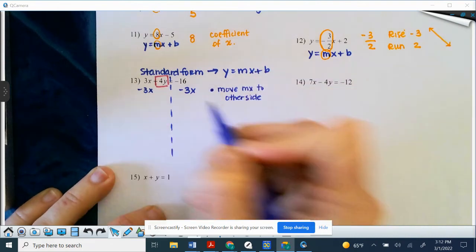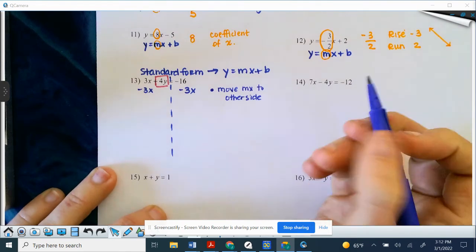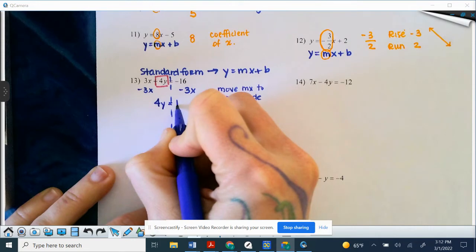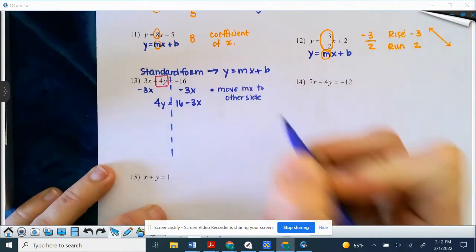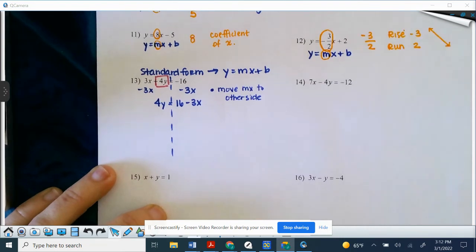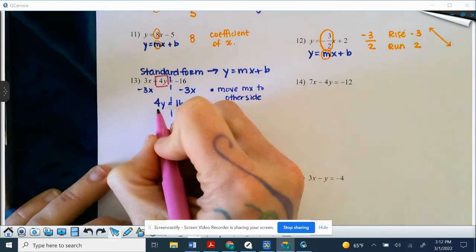Whatever is going to be addition or subtraction for sure. And then I have a positive 4y equals 16 minus 3x. You want to look at this 4. Again, it's attached to y by multiplication, so we're going to take the inverse of multiplication and divide.